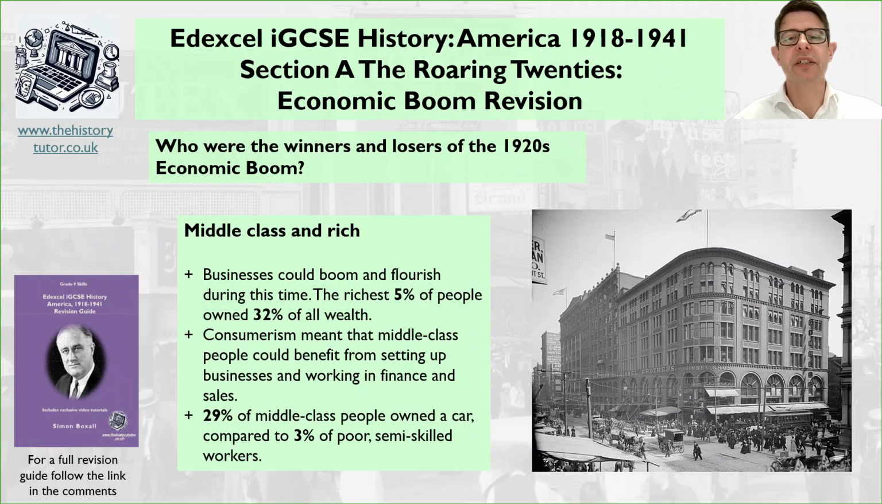So what about the middle class and rich? Well, businesses could boom and flourish in this time. The richest 5% of people had 32% of all the wealth. Consumerism meant that middle class people could benefit from setting up businesses and working in finance and sales as the service sector developed. 29% of middle class people owned a car compared to only 3% of poor, semi or low skilled workers. So they were a lot more mobile, could start to have that suburban lifestyle.